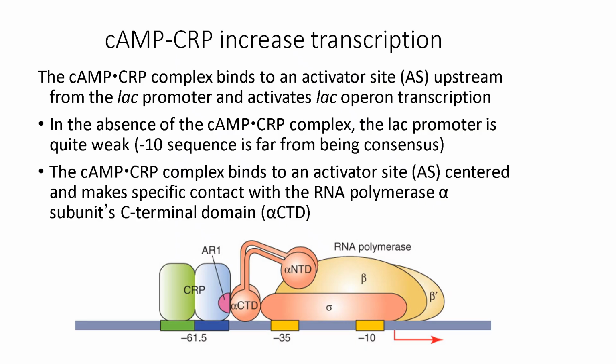The cAMP-CRP complex binds to an activator site upstream of the lac promoter. In the absence of this complex, the lac promoter is quite weak because its -10 sequence poorly matches the consensus. The cAMP-CRP complex improves transcription by making direct contact with the C-terminal domain of the RNA polymerase alpha subunit. This interaction strengthens RNA polymerase binding and promotes the initiation of transcription.